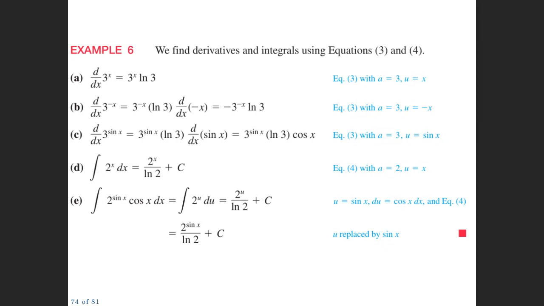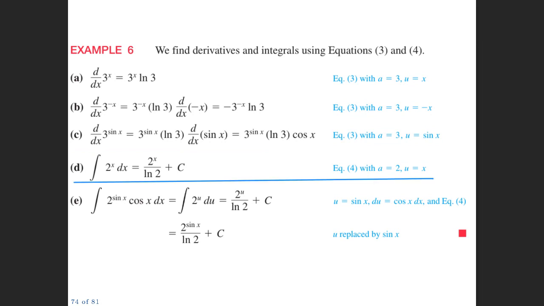C is also a chain rule question. The derivative of 3 to the power sine x is 3 to the power sine x ln 3 multiplied by the derivative of sine x, which is, of course, just cos x. And then D and E are about integration.